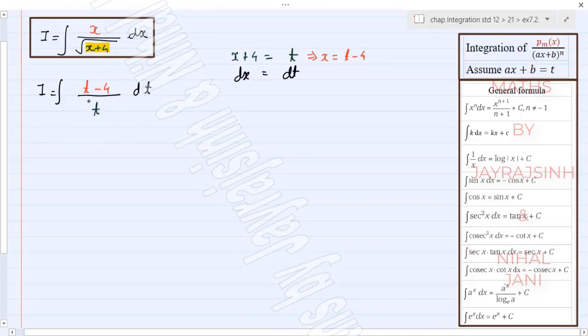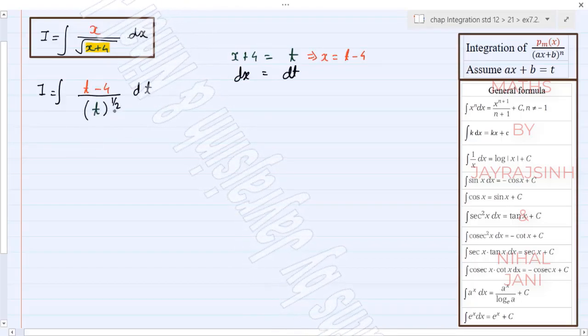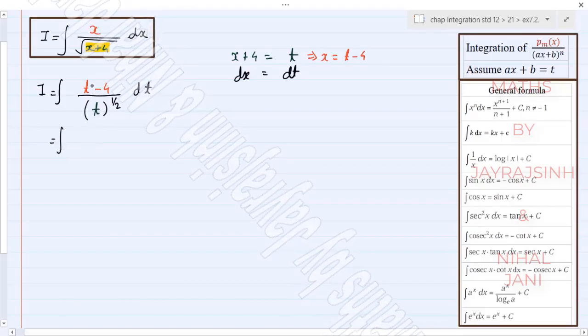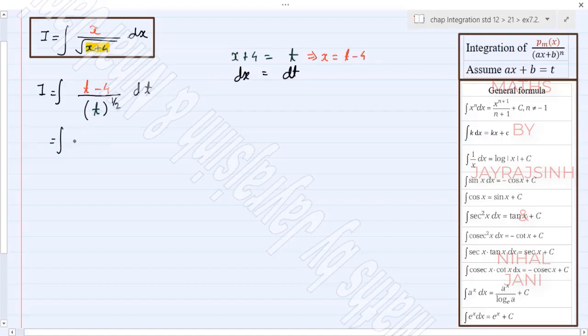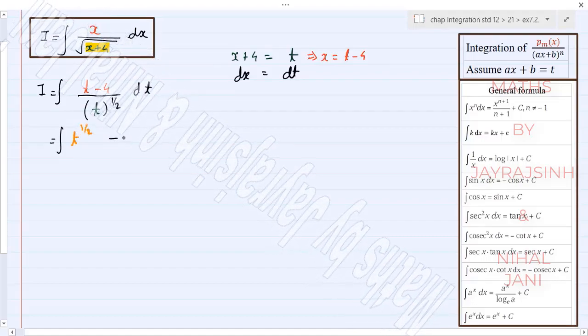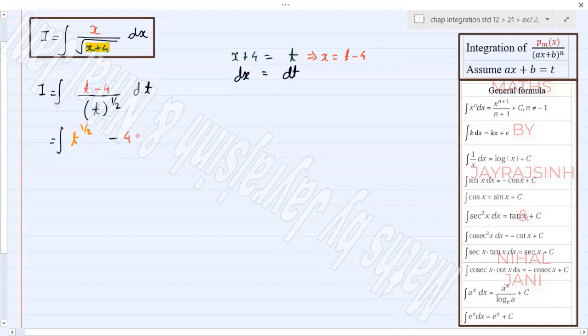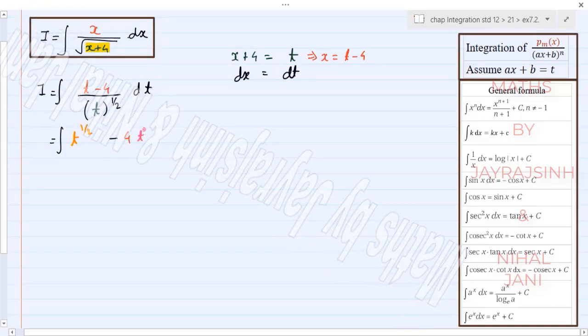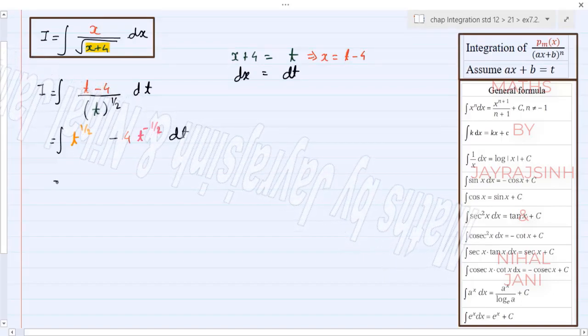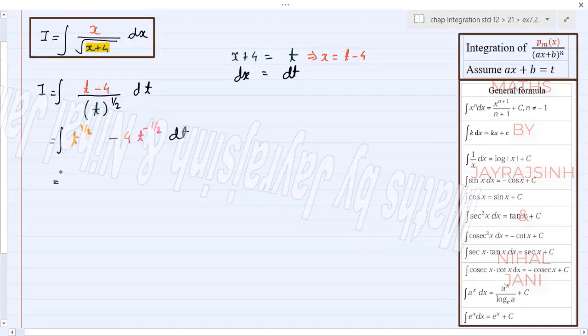For simplification, let's write down t raised to 1 by 2. For further simplification, let's give individual denominator. t raised to 1 upon t raised to 1 by 2 will be t raised to 1 by 2 minus 4 upon t raised to 1 by 2, or we can say t raised to minus 1 by 2 dt. Now we are ready to integrate it.